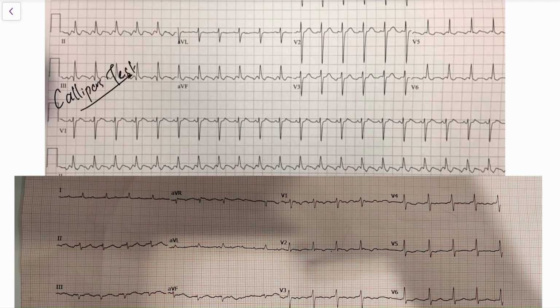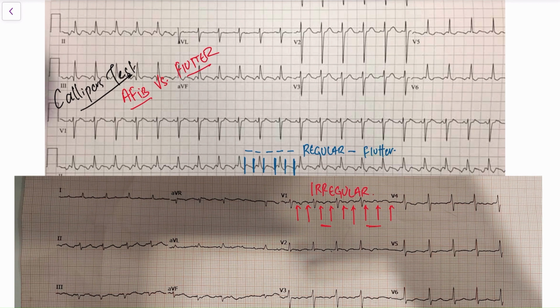Finally, let's do the calipers test. This test is to differentiate between atrial flutter and atrial fibrillation. If you try to map out the flutter waves on a flutter strip, you will see that they map out quite evenly and there is regularity between them. This points towards organized atrial activity, which can happen in flutter. If you try to map out the fibrillatory waves on an atrial fibrillation ECG, you will see that they don't really map out evenly and there is irregularity between them. That points to the fact that this is atrial fibrillation.